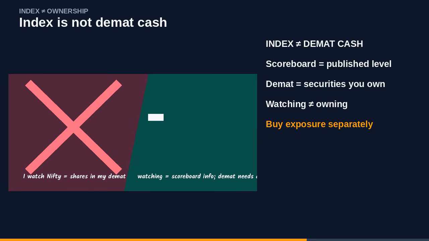Watching the Nifty 50 level on a phone or TV does not put the 50 shares in your demat. The index is a published scoreboard and rulebook. Your demat holds securities you actually own, individual shares, or units of a fund or ETF. Watching updates knowledge of the number. Ownership needs a separate buy of shares or a tracking product.